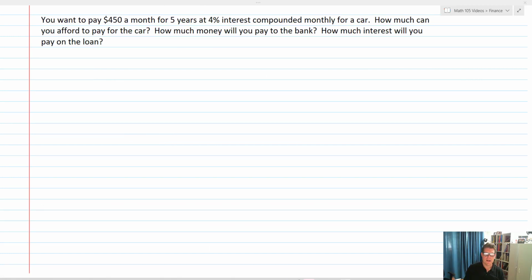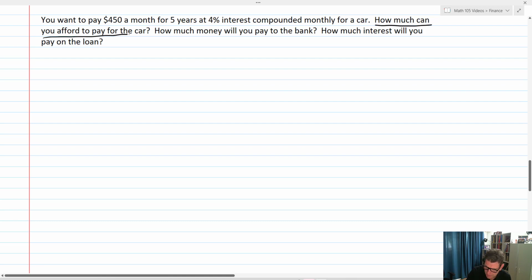Let's take a look at another situation. You want to pay $450 a month for 5 years at 4% interest compounded monthly for a car. How much can you afford to pay for the car? How much money will you pay to the bank? And how much interest will you pay on the loan? We're going to utilize the same exact formula, because we want to know how much you can afford to pay for the car. That's going to be your principal. How much money will you pay to the bank? That's the monthly payments over the length of time. And how much interest will you pay on the loan? That's going to be our total amount minus our principal.